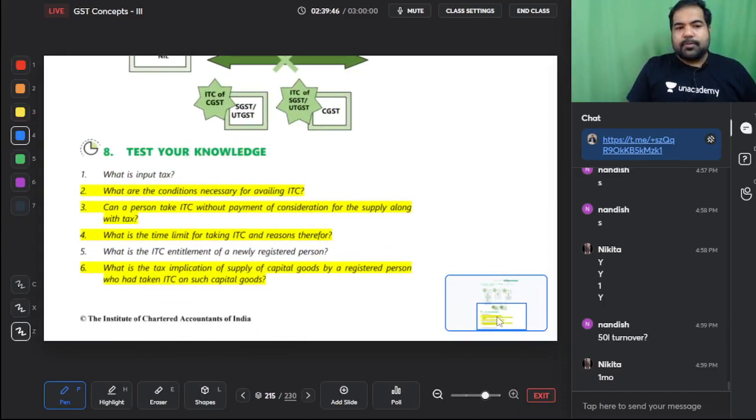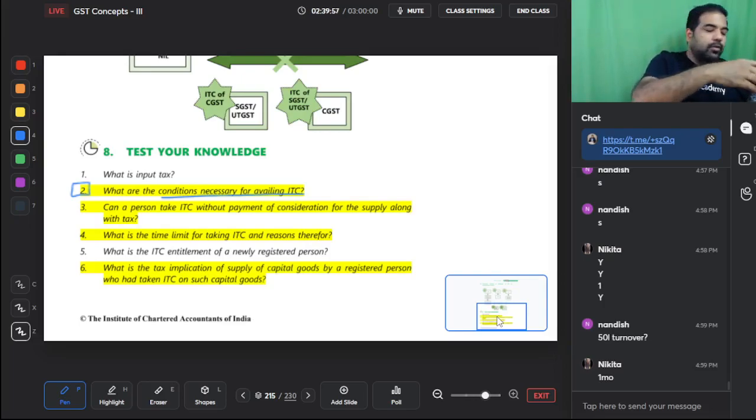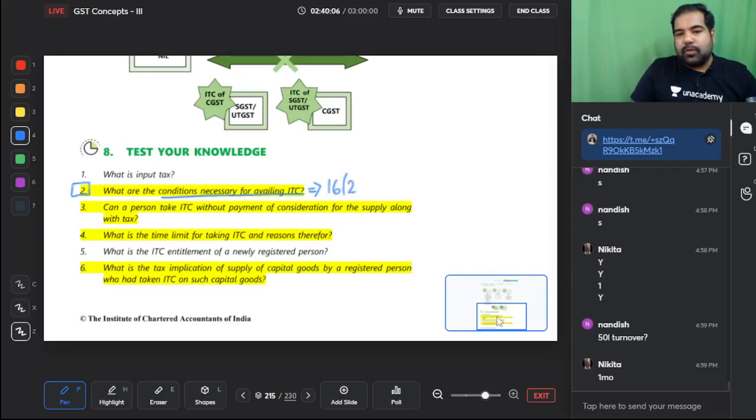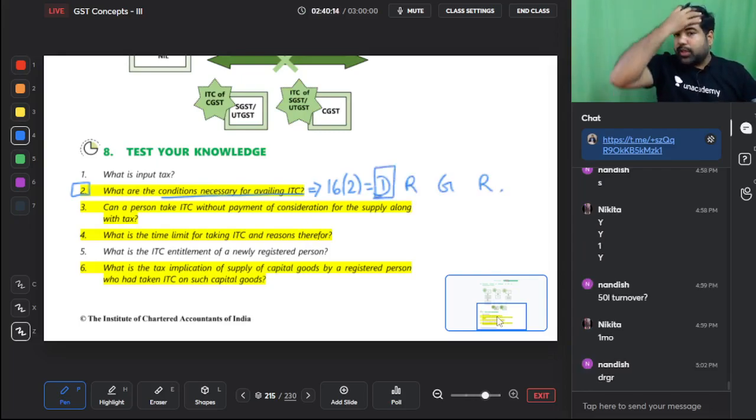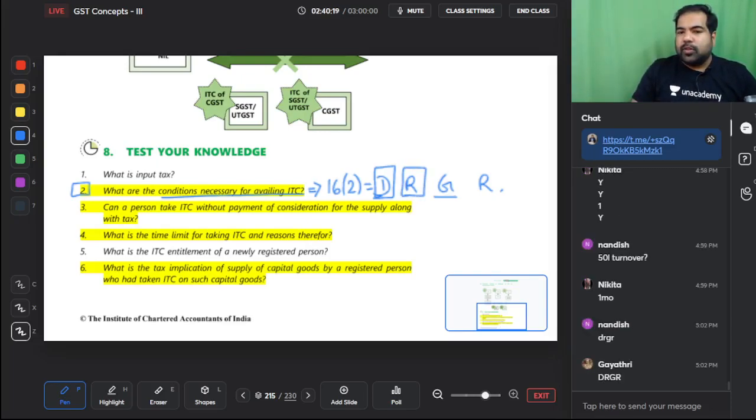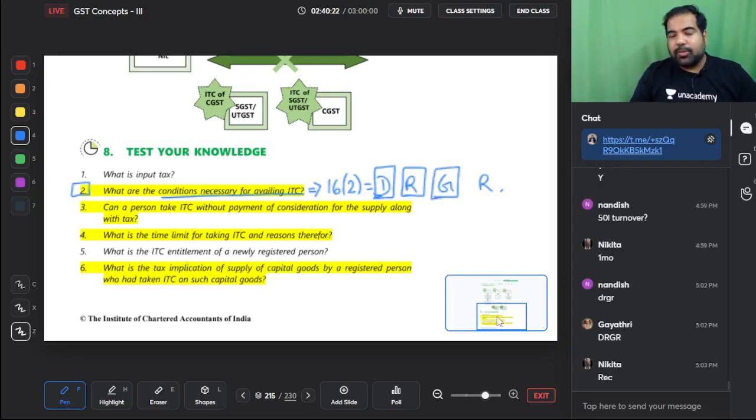First question, guys. Condition. What are the conditions necessary for availing ITC? Please tell me the shortcut for the 4 conditions. There is section 16(2), which tells you DRGR. You should have a document like an invoice, credit note, etc. You should have received the goods. The government should have got the tax. You don't have to pay immediately, but the government should get the tax, and you should have filed the return.